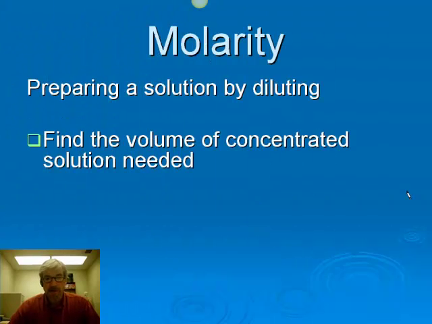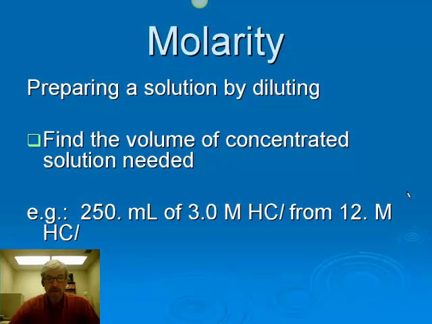Another way I can prepare a solution commonly is by diluting a solution that's more concentrated. To do this, the first thing you want to do is find the volume of the concentrated solution that you'd need. For example, if I was going to make 250 milliliters of a 3 molar HCl solution by diluting a 12 molar HCl solution, I'm just going to have to add water to the HCl.